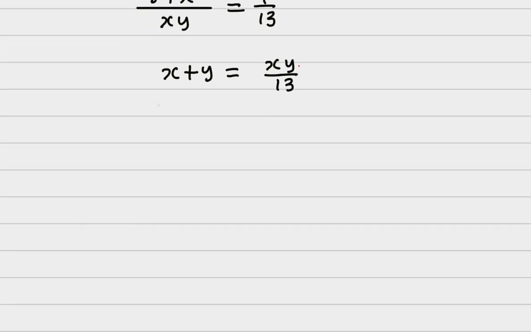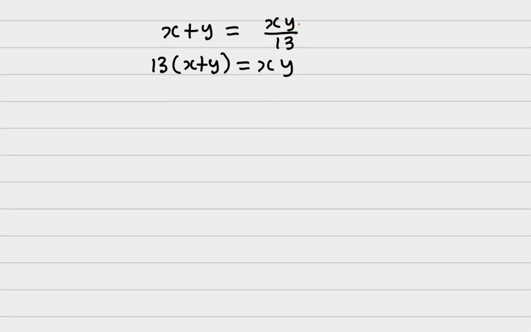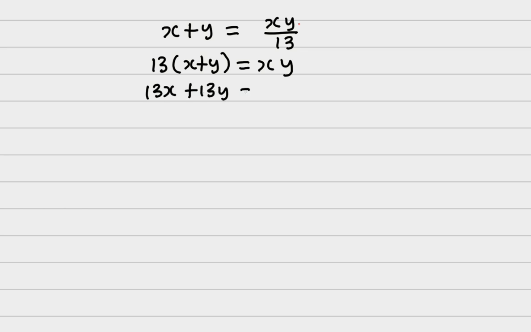Okay, and of course this is 13 into x plus y is equal to xy. So this is 13x plus 13y is equal to xy, so that I can have xy minus 13x minus 13y is equal to 0.